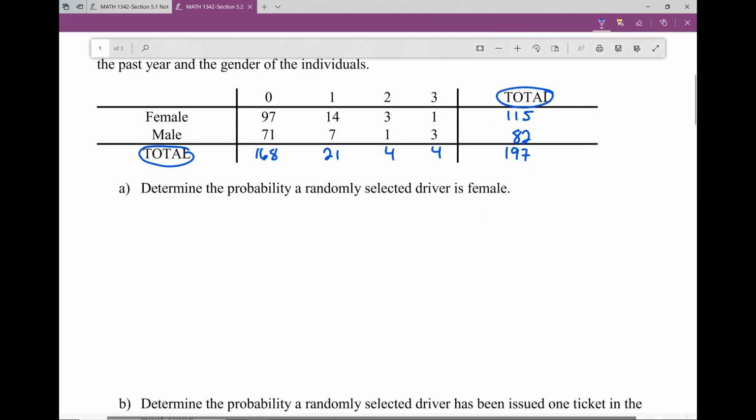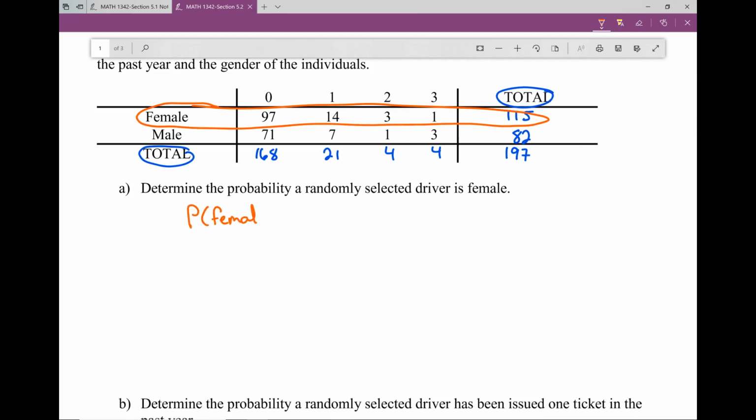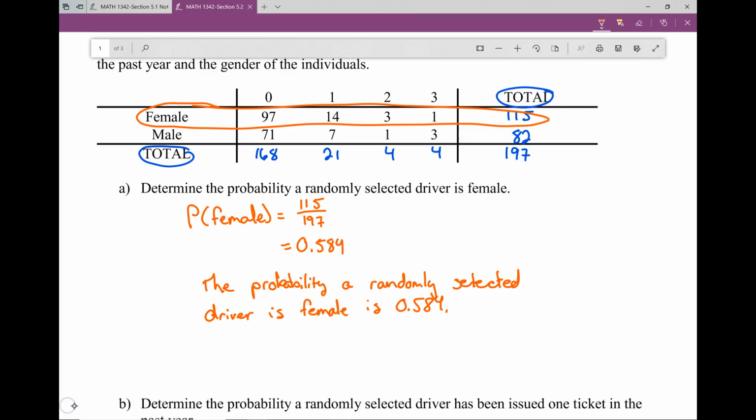So using this information, we want to determine the probability a randomly selected driver is female. So if we're looking at females, that is all of these. So the probability of female is equal to a total of 115 out of the total number of individuals that were surveyed, 197. We divide this out and we get 0.584. So the probability a randomly selected driver is female is 0.584.